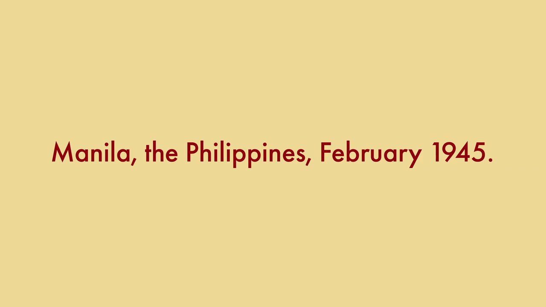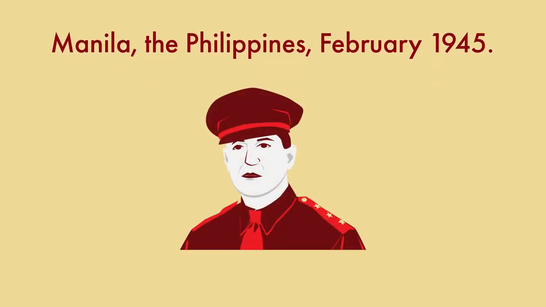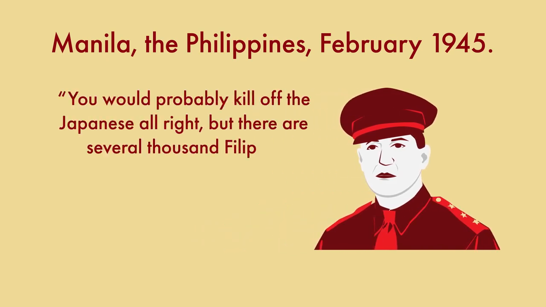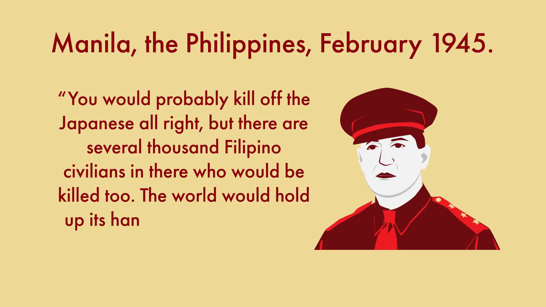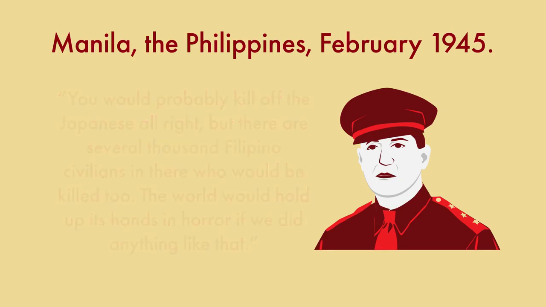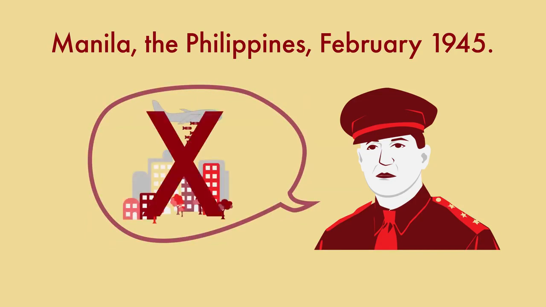In February 1945, U.S. forces were fighting in the Philippines to enter the heavily defended capital city of Manila. Subordinates of the U.S. commander, General Douglas MacArthur, repeatedly requested permission to use airplanes to bomb enemy positions in the city. General MacArthur refused, saying, "You would probably kill off the Japanese all right, but there are several thousand Filipino civilians in there who would be killed too. The world would hold up its hands in horror if we did anything like that." MacArthur decided not to conduct the air attack because he believed the loss of civilian lives by doing so would be excessive to what he believed he would gain by the attack.